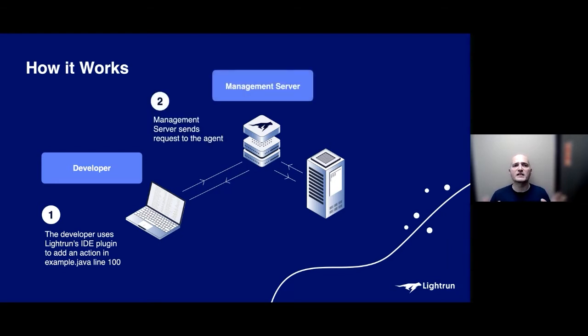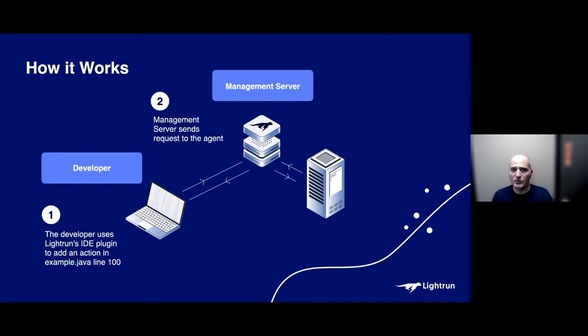Notice that the Lightrun server can be installed in the cloud as a SaaS or on-premise and managed by ops. The management server sends everything to the agent, which is installed on your production or staging servers. This is pretty standard for all continuous observability solutions. I don't know how other solutions work, but I assume they are pretty similar. This means there's clear separation between the developer and production.